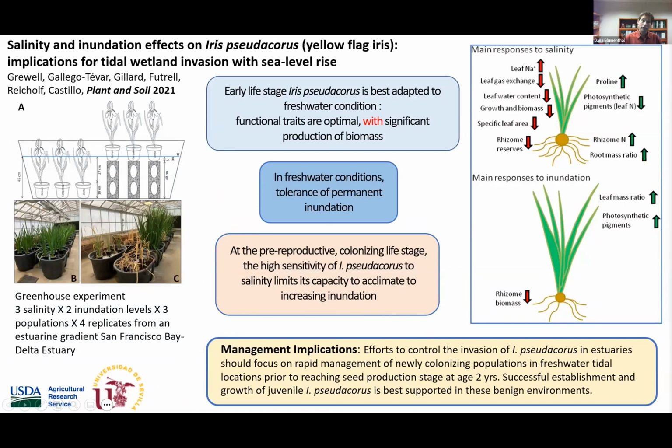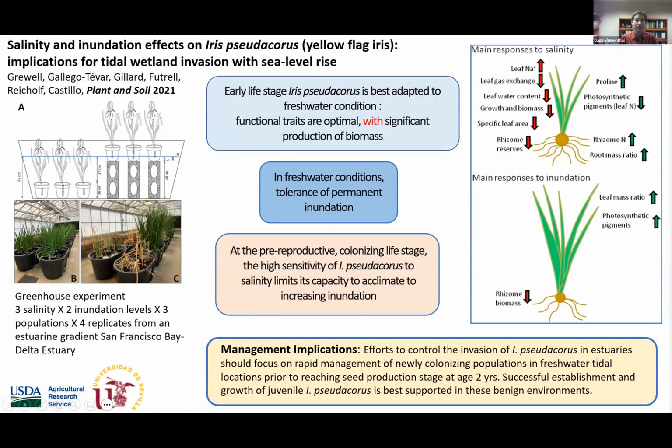They did a very similar sort of study with respect to salinity on yellow flag iris. So yellow flag iris is a wetland invader that can form really dense monocultures and choke out pretty much everything else. And it is invasive in the San Francisco Delta. That's where they were studying it. And they used a similar design with different levels of salinity and different levels of inundation.